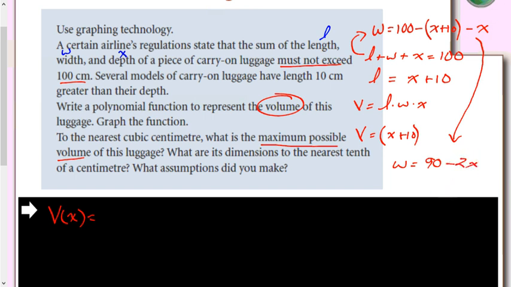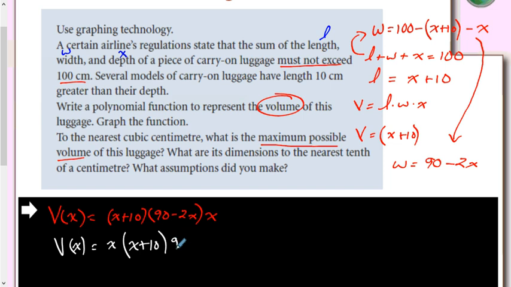So now I can write my equation down here. So for my length, I will have an x plus 10. For the width, I have a 90 minus 2x. And then for my depth, it's just an x. Let me just rewrite this with a lighter colored pen, hopefully. Is this working? There we go. Volume, and I'm going to bring the x to the front, and then I have an x plus 10, and then the 90 minus 2x as my third factor.